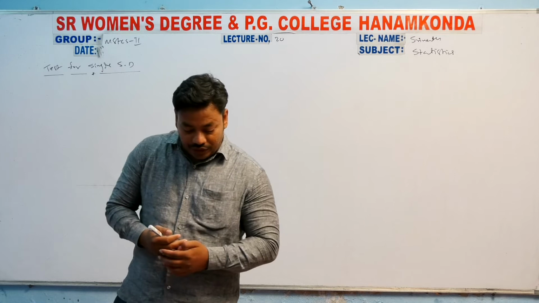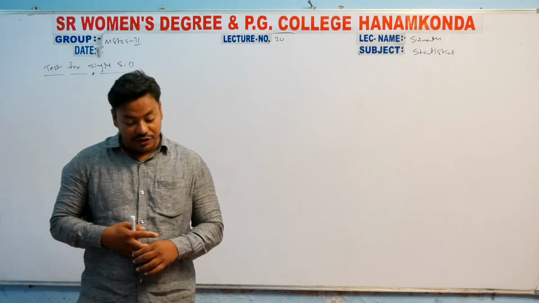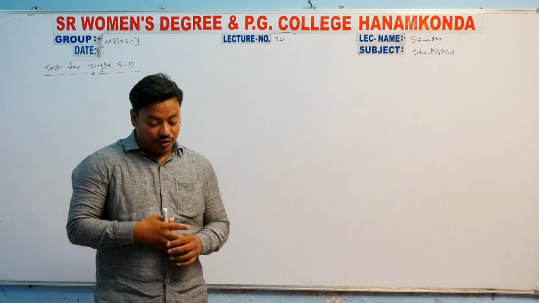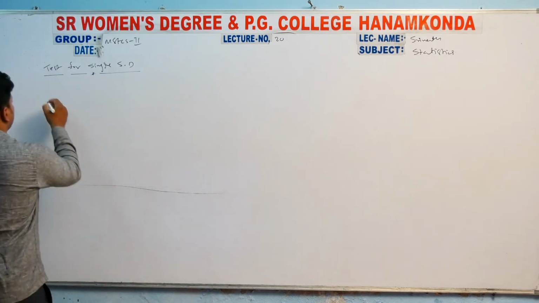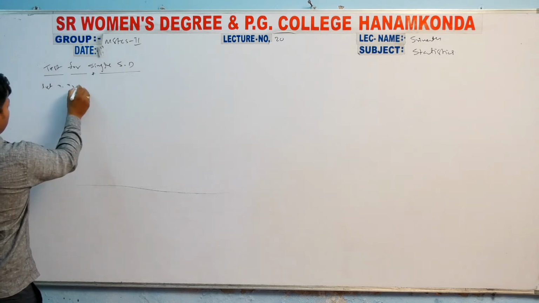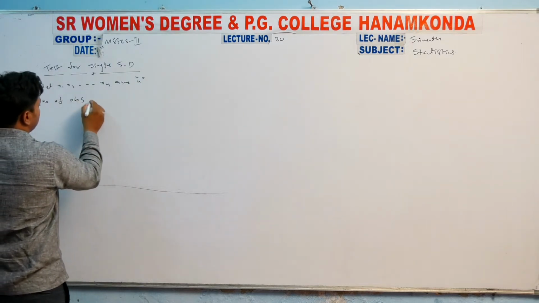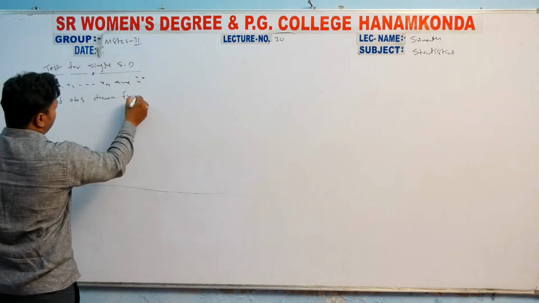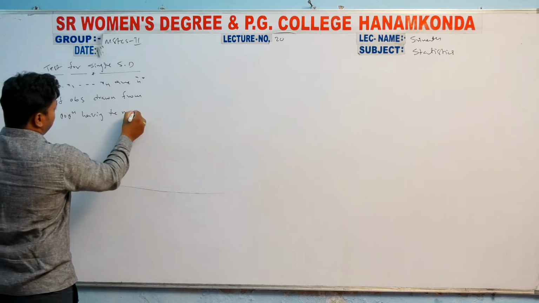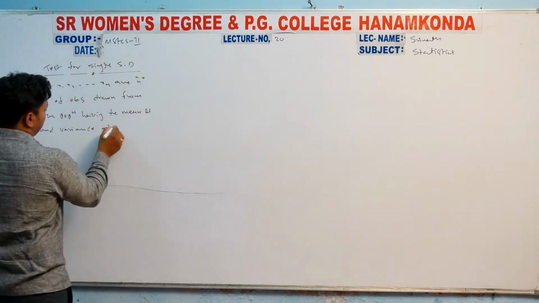Test for single standard deviation. Here, let x1, x2, and so on up to xn, small n number of observations, be drawn from the population having the mean mu and variance sigma square.